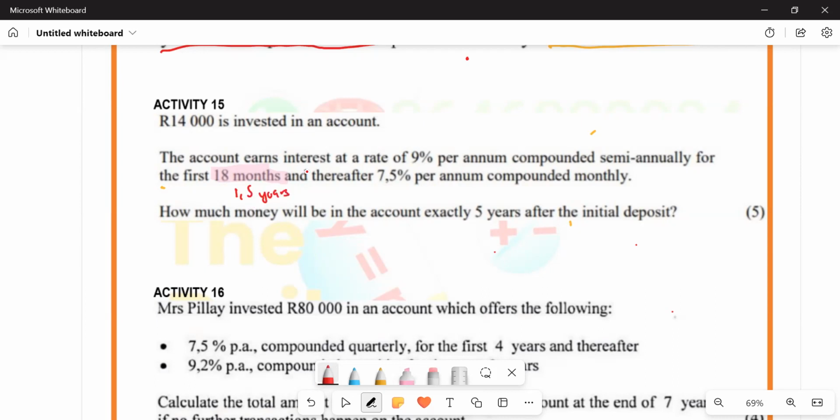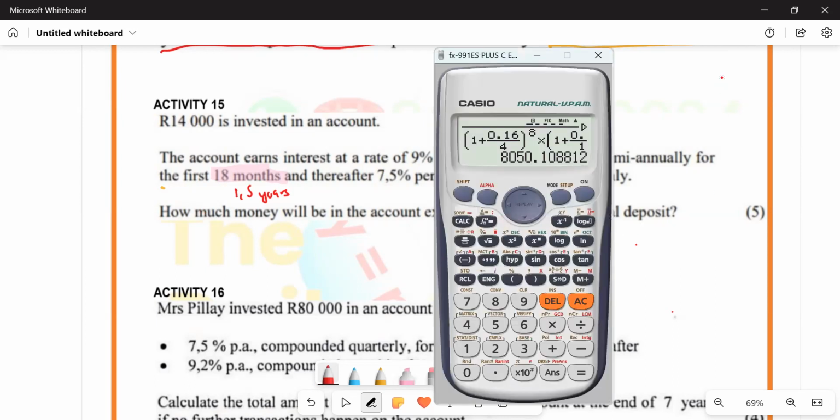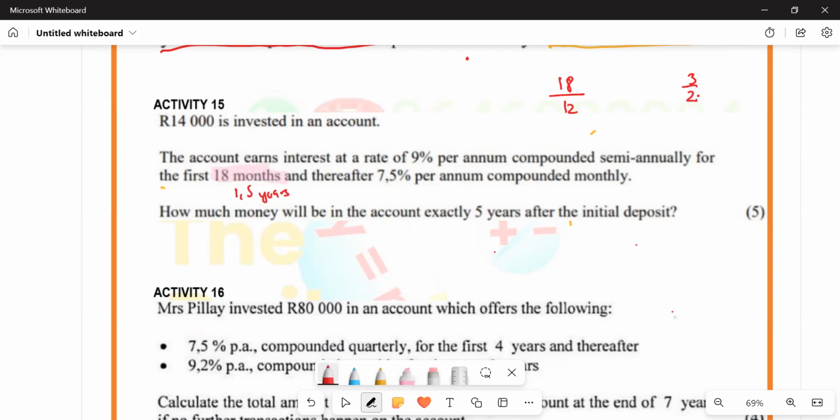So if you take this in years, it's going to be 1.5 years. How did you get it? If you say 18 divided by 12, try that in your calculator and check what you get. You get 1.5 for sure, or you get 3 all over 2 years. So every time they give you the years in months, you can always convert it, so that you are not confused.